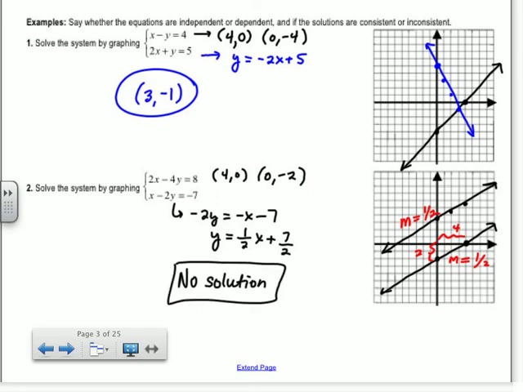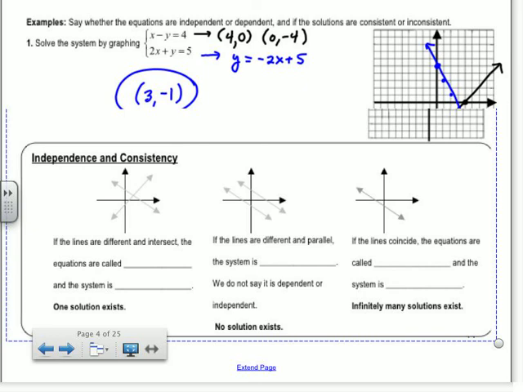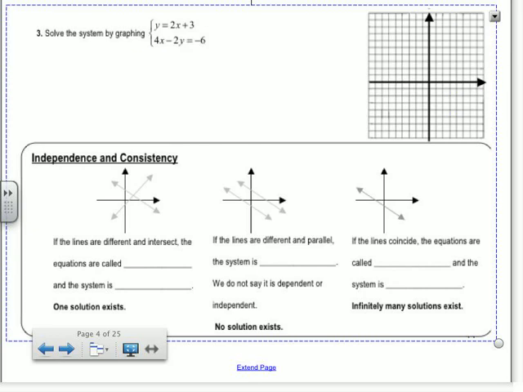All right, so we'll talk about the consistent, inconsistent thing in just a second. So let's look at number 3. So number 3, when we solve this one, if we solve the second one for y, I'm going to have negative 2y equals negative 4x minus 6. I'm going to divide by negative 2. So I get y equals 2x plus 3. What's weird about that? Exactly the same line, right?